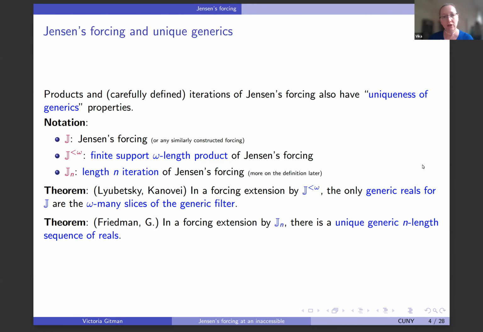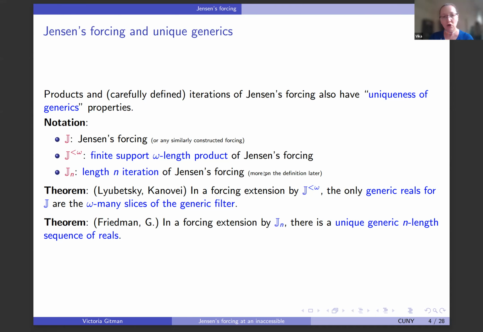Okay, so this is the notation that I will use throughout the talk. J is going to be Jensen's forcing. J to the less than omega is going to be the finite support omega length product of Jensen's forcing. And J_n is going to be the n length iteration of Jensen's forcing. We really have to be slightly more precise about how to construct this. We will get there.